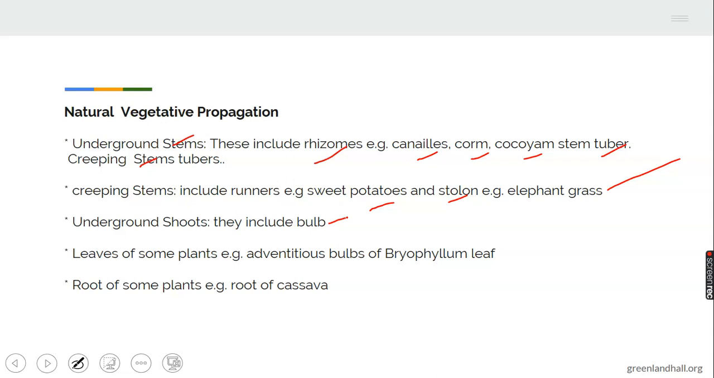The leaves of some plants, such as bryophyllum leaf, will also undergo vegetative propagation. The roots of some plants, such as cassava, will also undergo vegetative propagation.